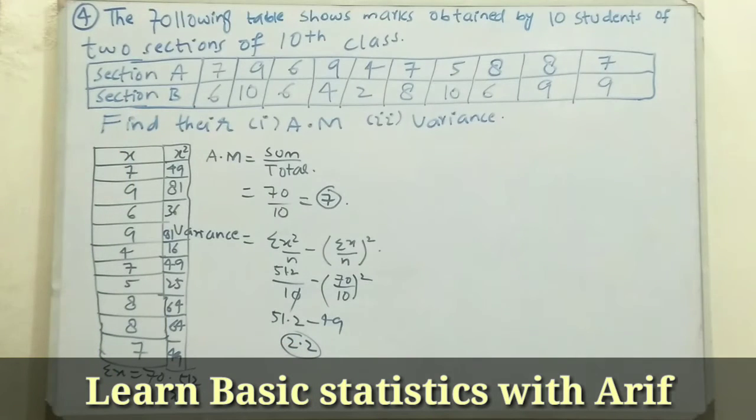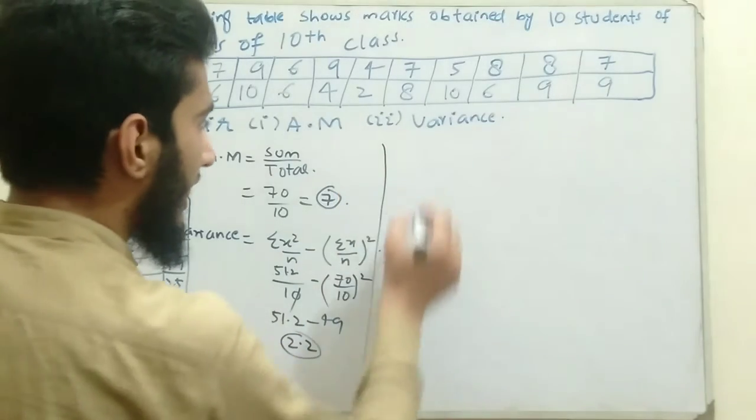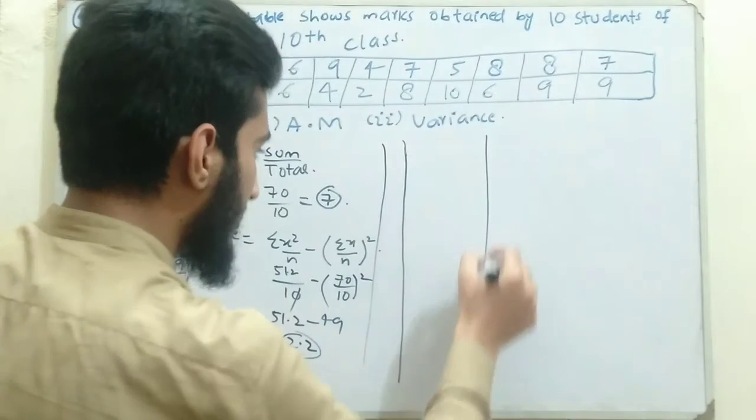Now we are going to find the variance and arithmetic mean for section B by drawing a table over here. Let's suppose this is the table.